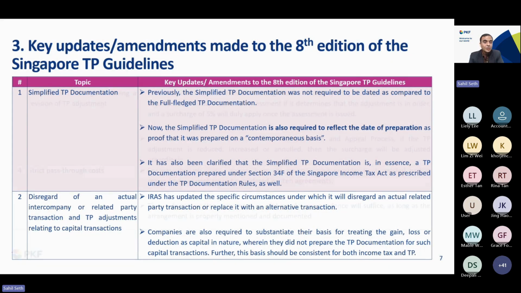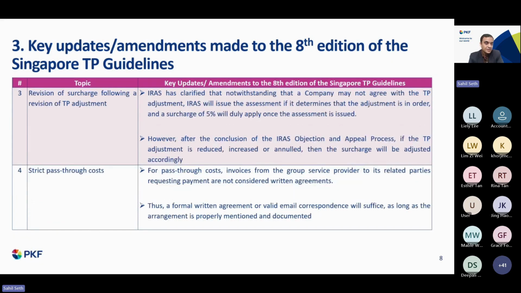Moving on, there is a small revision of a surcharge following the revision of TP adjustments. So IRS has clarified that if there is any kind of potential dispute or any issue between the tax company and the IRS, that the IRS has certain observations or certain view on a particular transaction's analysis, and the taxpayer has conducted it differently, and eventually there will be some kind of a TP adjustment by the IRAS. So notwithstanding the company may not agree, the IRAS will issue the assessment whether a surcharge will apply or not. Because obviously, this is a little bit of legislative amendment, but there will be a surcharge.